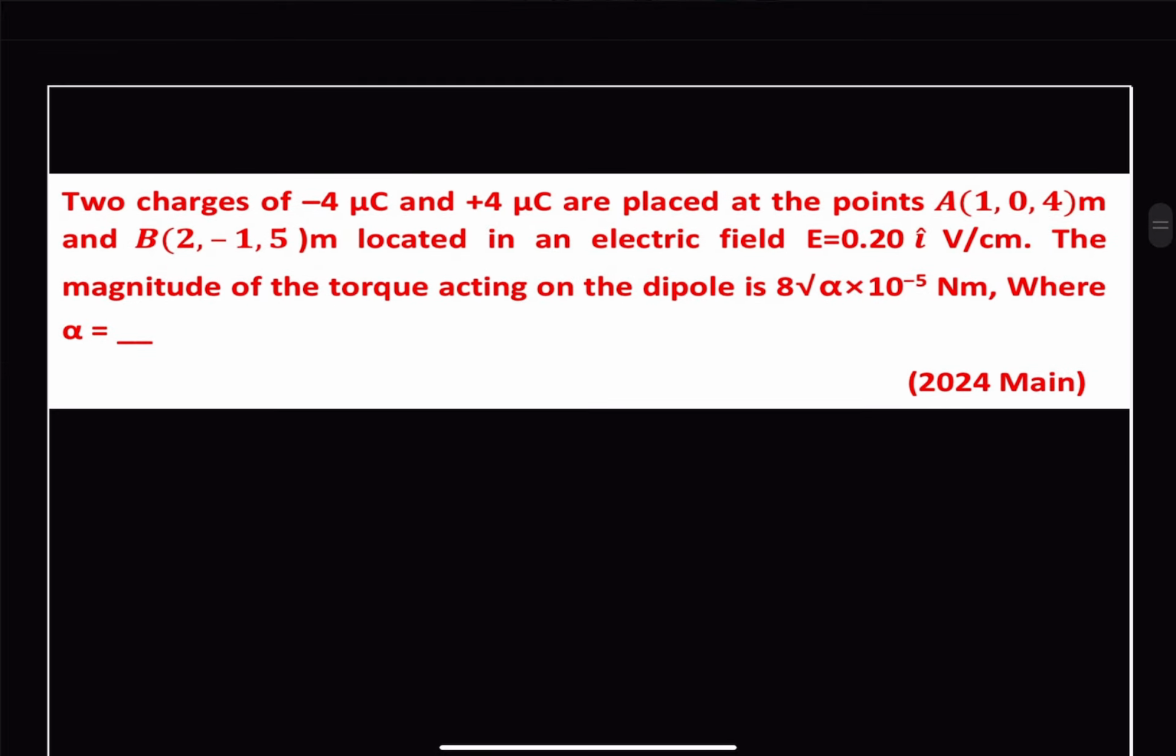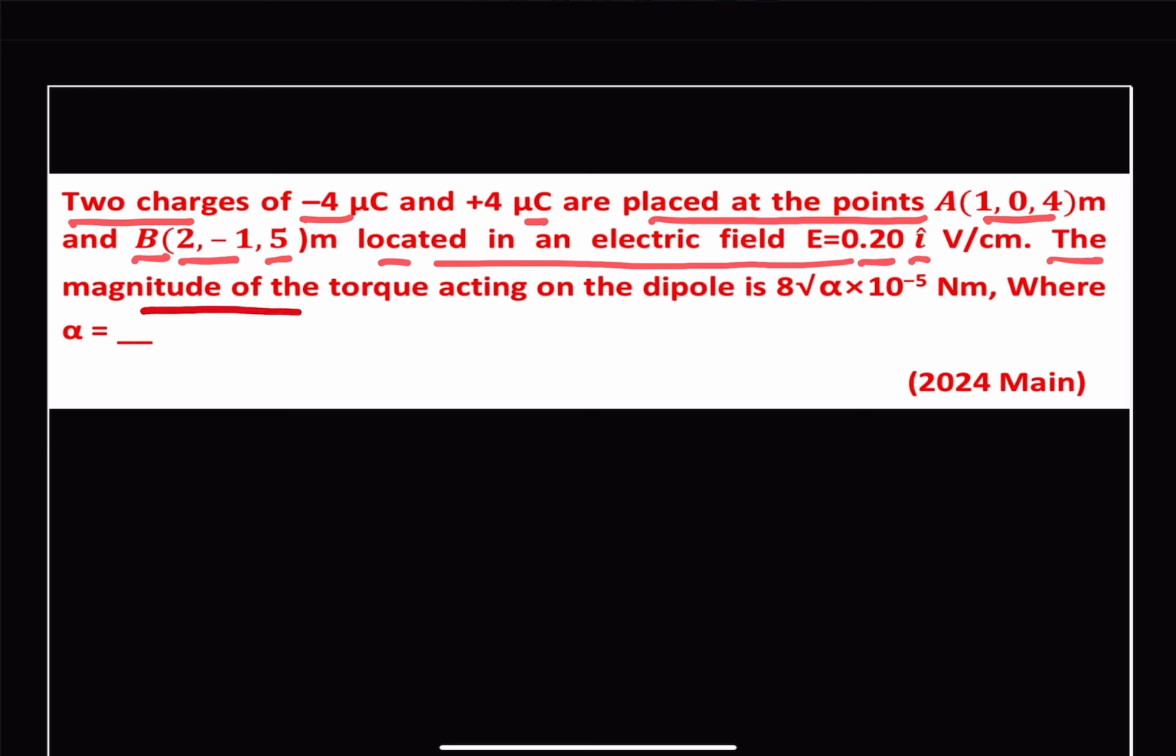It states that two charges of minus 4 microcoulomb and plus 4 microcoulomb are placed at points A, that is (1, 0, 4), and B (2, -1, 5) meter, located in the electric field E, which is given as 0.20 i unit vector. The magnitude of the torque acting on the dipole is 8 square root of alpha into 10 to the power minus 5 Newton meter, where the value of alpha is.